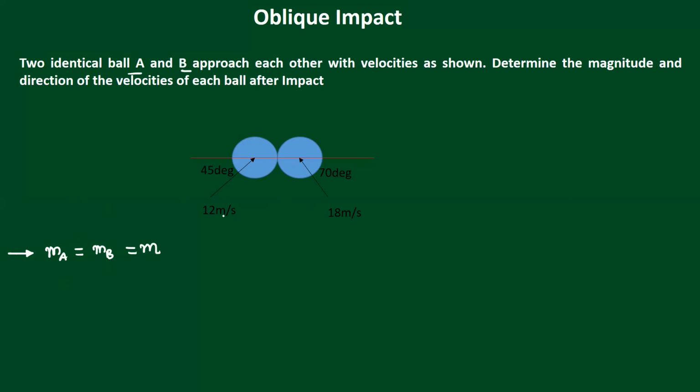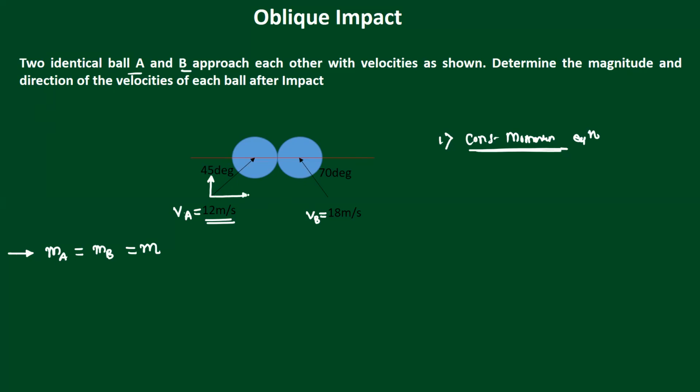Now the velocity before impact for the object A is 12 meter per second. So this is the net velocity VA. This is VB, which is 18 meter per second. For the oblique impact, the steps are almost the same. The first step is we should use the conservation of momentum equation. Now to use the conservation of momentum equation, we have to resolve the velocities before impact.